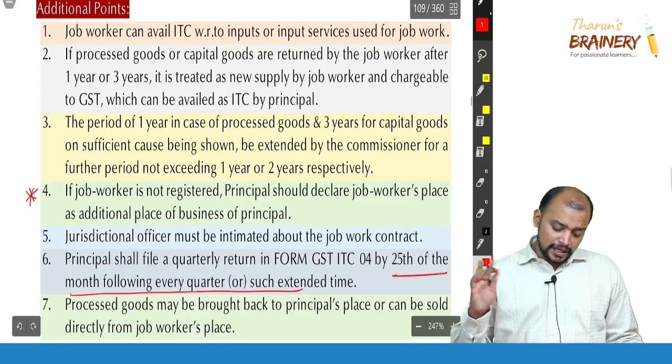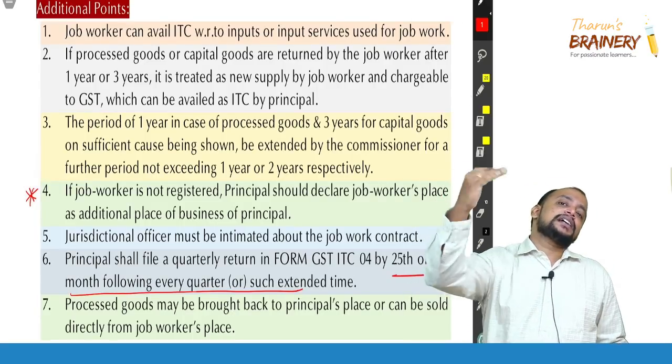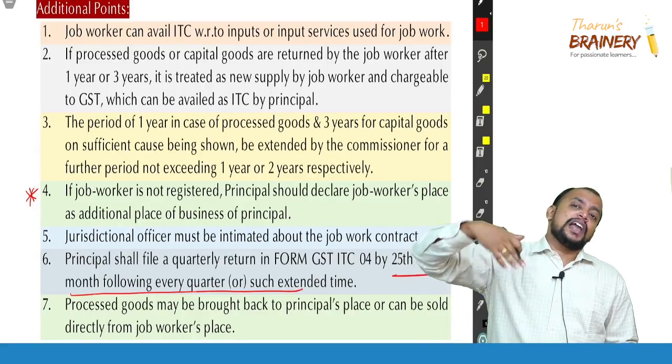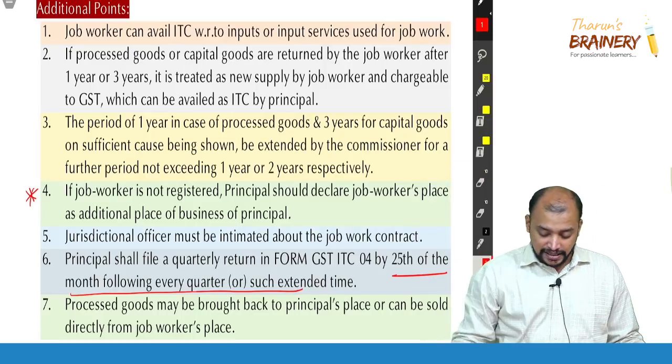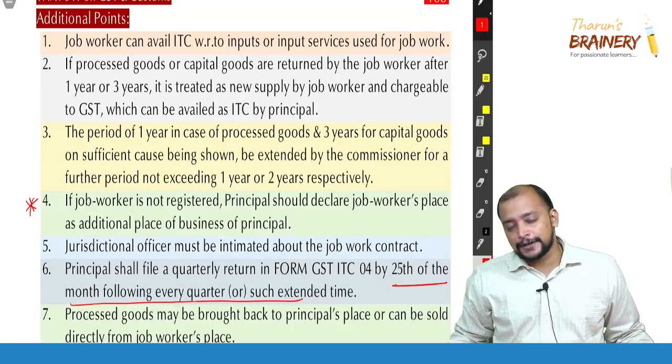Okay. Then, sir, processed goods are there at the job worker's place. Either that can be brought back to the principal's place or it can be exported or sold from that place itself. Okay. So, this is about section 19 here.